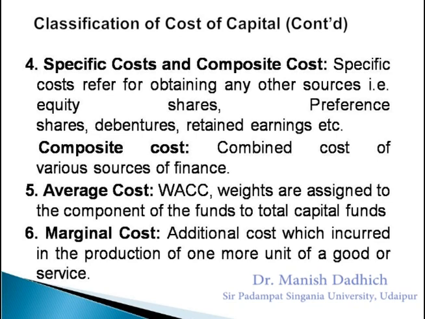Next one is the average cost. When we give the weightage to the components of the funds in the total capital fund, it is average cost, often known as weighted average cost of capital. And the last one is the marginal cost. In a simple way, an additional cost which is incurred due to an additional unit of production of goods or services is known as marginal cost.